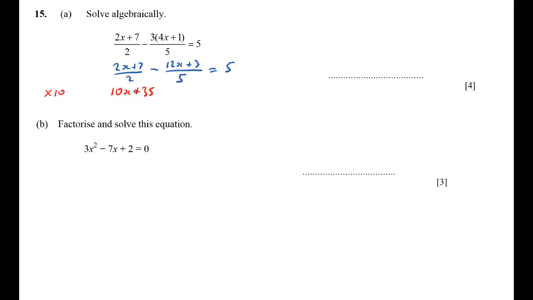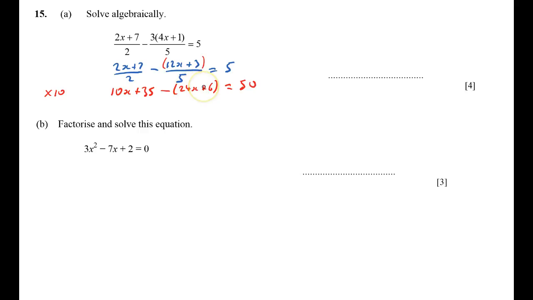And then I've got to take away the whole of this top bit. I'm going to put brackets in here so you can see. Times it by 5, so that's equivalent to having just 2 lots. Times it by 10, divide by 5, it's equivalent to 2 lots of top bit, so that'd be minus 24x, and that'd be plus 6. And that equals, I'm timesing everything by 10, so that'll be 50.